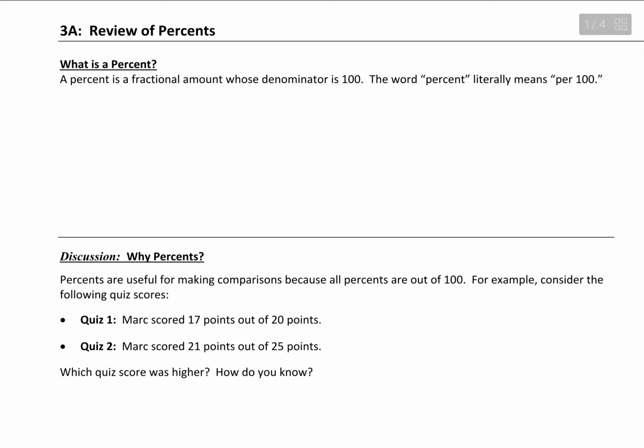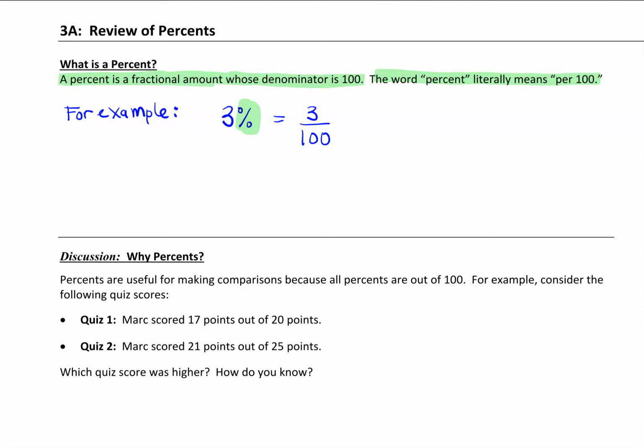Okay, well, a percent is a fractional amount whose denominator is 100. The word percent literally means per cent, per hundred. So for example, if you see 3%, that percent symbol is telling us that we really have 3 out of 100. That percent symbol is a shorthand for this fractional amount, 3 out of 100.